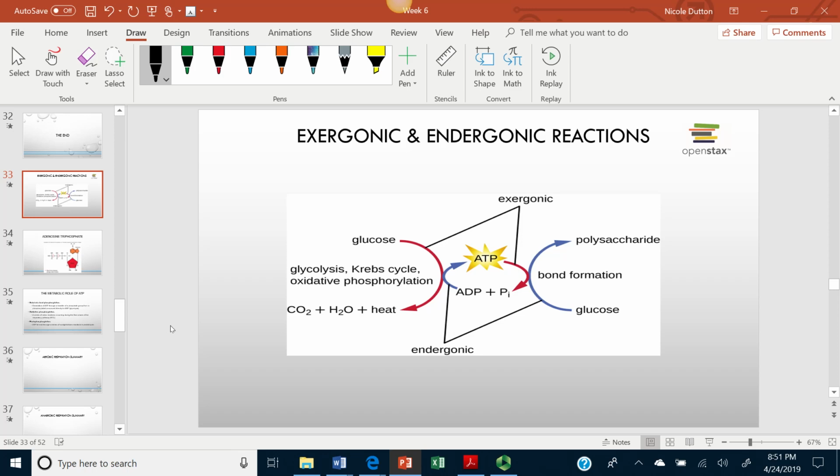So with energy comes exergonic and endergonic reactions. Exergonic reactions release energy, so they give off energy. Anytime you break down something, you're releasing energy. In other words, you're producing energy from that. Endergonic reactions require energy. So anytime you build a substance, anytime you go through anabolism, that's going to require energy.